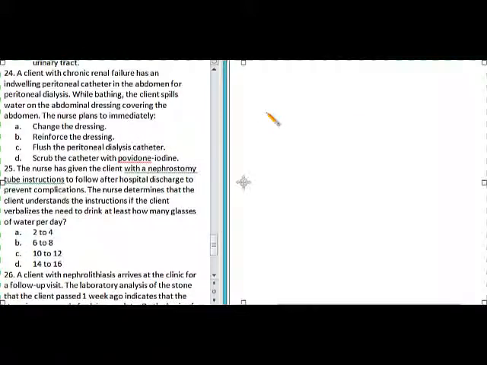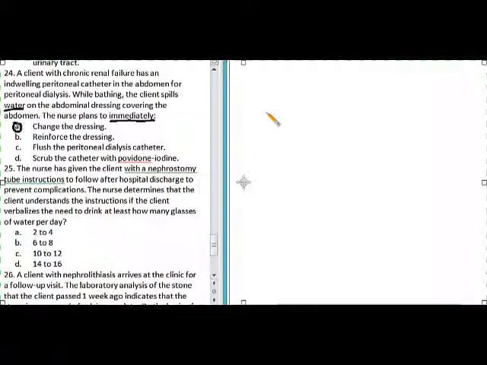Next, number 24. Client with chronic renal failure has an indwelling peritoneal catheter in the abdomen for peritoneal dialysis. While bathing, the client spills water on the abdominal dressing covering the abdomen. The nurse plans to do what immediately? So the issue here is what must the nurse do first when the dressing that covers the abdomen where there is a peritoneal dialysis is wet with water.